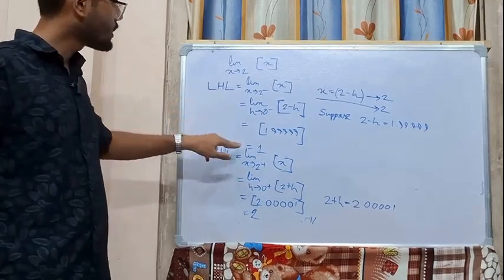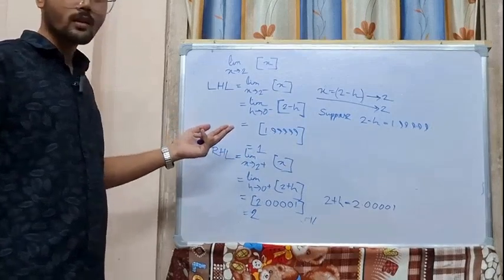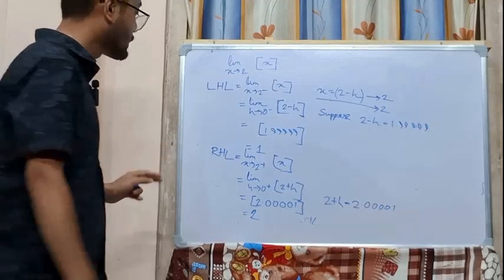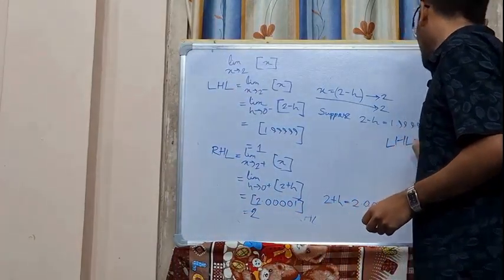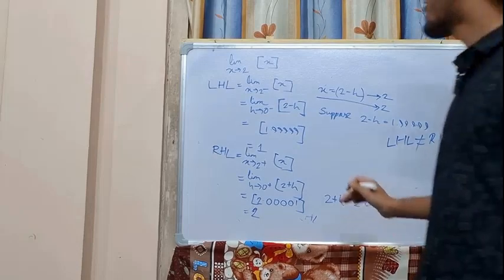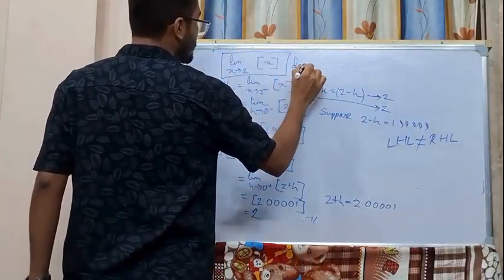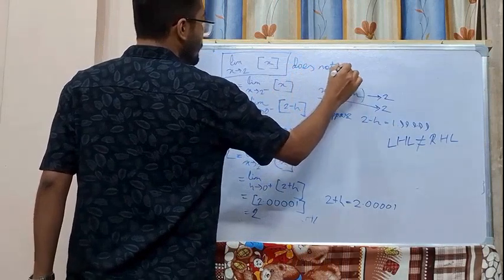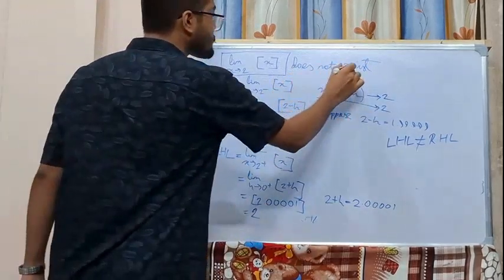Our left hand limit is 1, right hand limit is 2. Do they match? No, they are not matching. The left hand limit is not equal to the right hand limit in this case. That's why this limit does not exist. Okay.